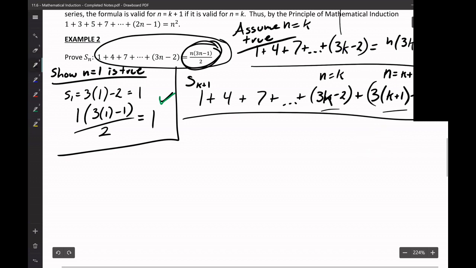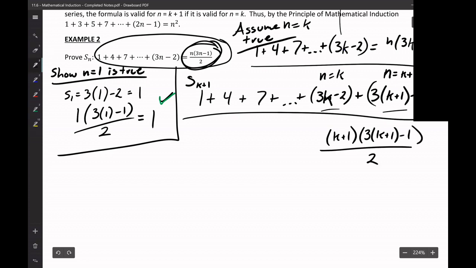All right, let's do it right. K plus 1 times 3k plus 1 minus 1 all over 2. We want to show that this thing here is this thing here. Okay, and if we can show that, then it's all good. Now the question is, how do you do that? Well, we use our given.